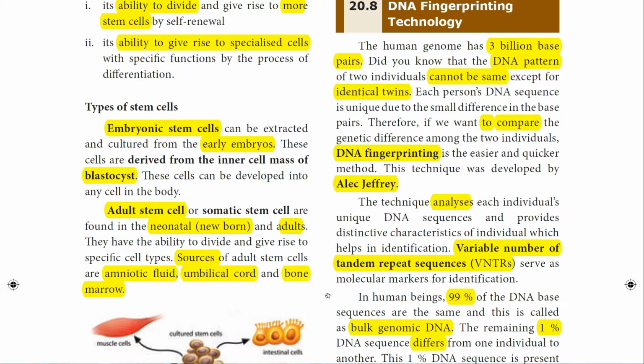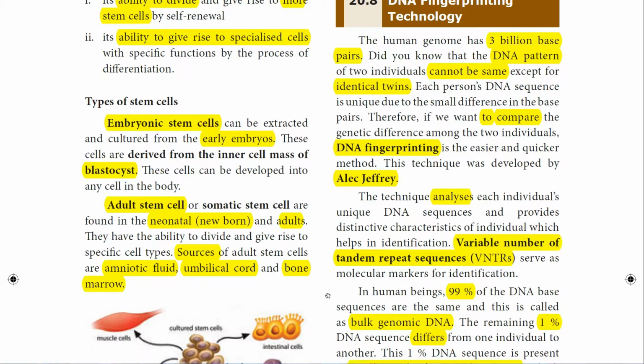Similarly, the adult stem cells or the somatic stem cells are taken from newborn babies and adults. And these cells also have the capacity to divide and give rise to specific types of cells. What are the sources of the adult stem cells? The stem cells are taken from amniotic fluid. What is amniotic fluid? It is a fluid which is in the placenta of the mother. Umbilical cord, hope you all know what is umbilical cord, and bone marrow. So adult stem cells are taken from amniotic fluid, umbilical cord and bone marrow.